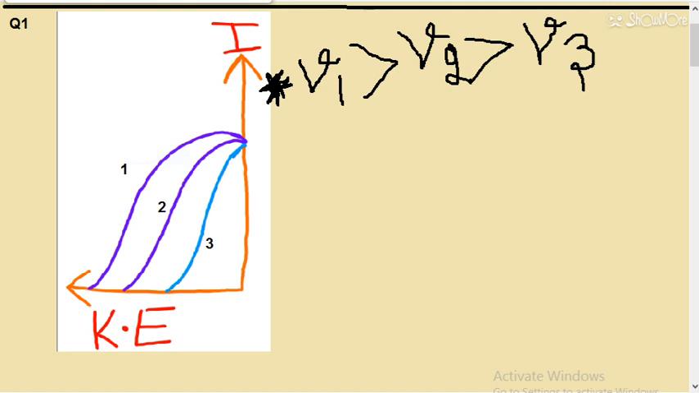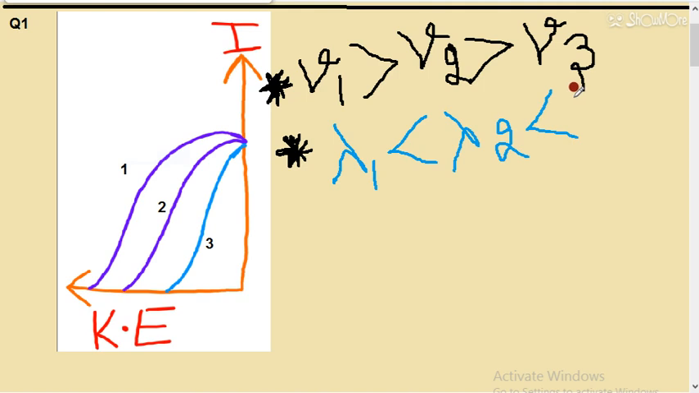If you have to write the expression for lambda, then lambda 1 is less than lambda 2 is less than lambda 3. So जिसकी kinetic energy minimum होगी उसका lambda 3 सबसे ज़्यादा होगा, lambda 3 will be more. So जितना lambda ज़्यादा उतनी kinetic energy कम. So these types of logics you have to remember.